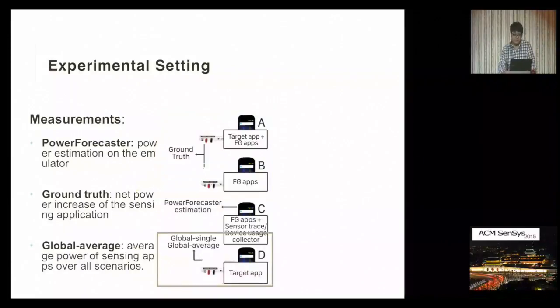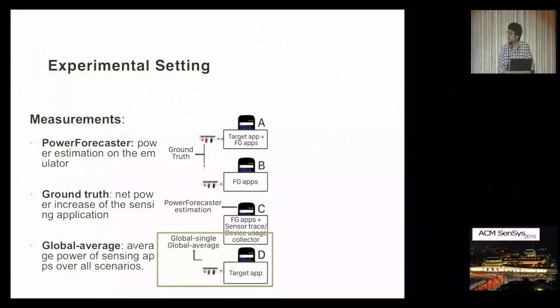And for comparison, we consider the development time measurement. We call it global average. It measures the power consumption of the sensing applications for all 5 scenarios, and takes its average as an output. But it doesn't consider the resource sharing, because we think it is hard to consider the user's phone usage at the development time.